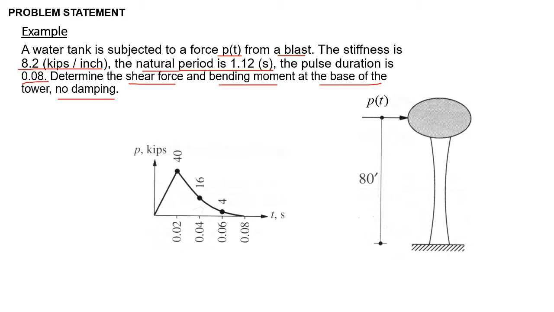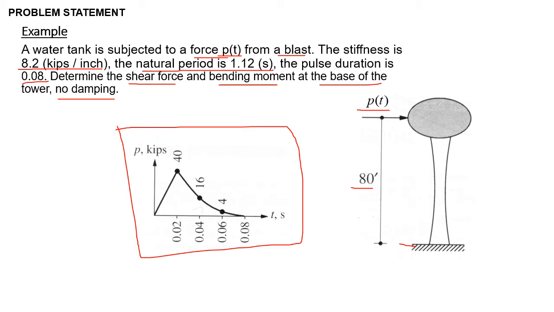So we have this diagram over here. Here's our water tank. You can see this height up here, 80 feet from the ground. And we have our load P of t right there. That's the force from the blast. And we have our diagram given to us over here. We have our P in kips, and over here we have our time in seconds.